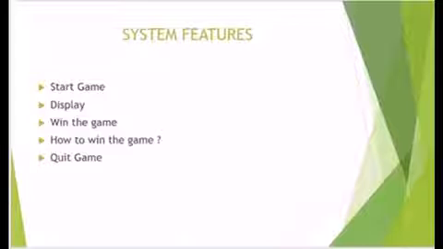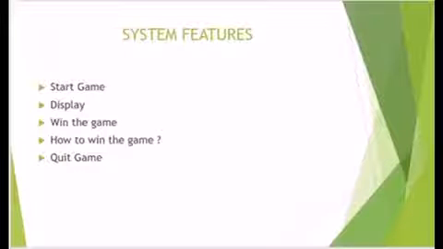The second one is display. This shows how the game looks. The user plays the game by seeing the display. The third one is win the game. This is where it displays that you win in the goal state. The player should escape from all the obstacles to win the game.